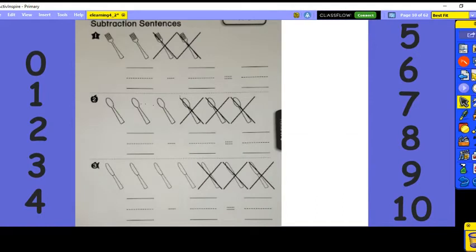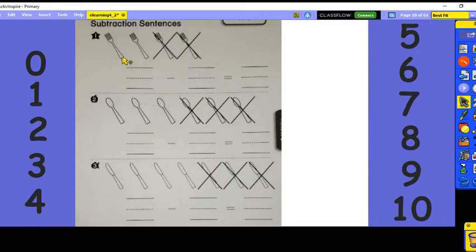Okay, let's do some subtraction sentences just for review. So we've got forks, spoons, and knives. It makes me think of when you guys are playing in the Play-Doh Center. So these are going to be super easy. We're just going to see how many we start with first, and then how many we take away, and then we'll find the difference. Okay, so let's start with forks.